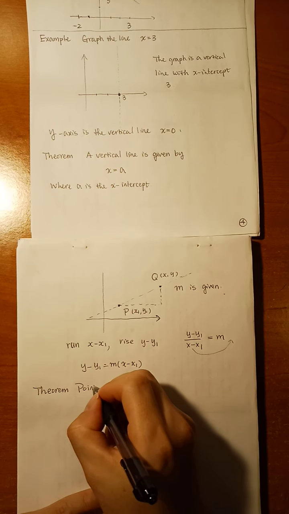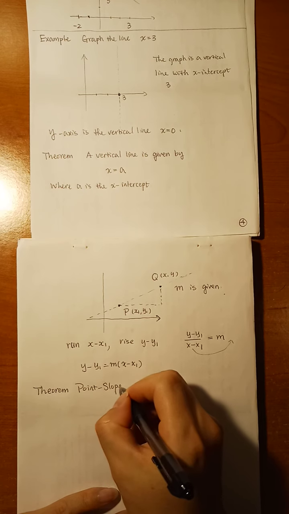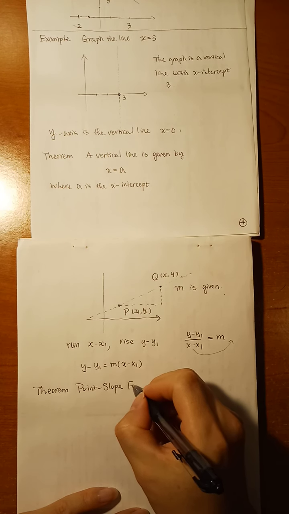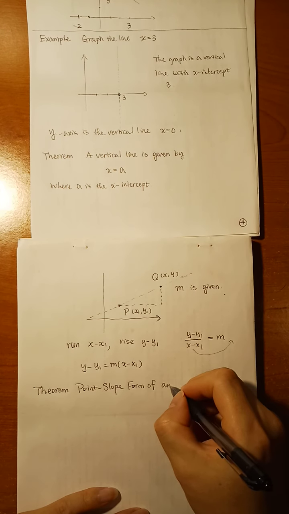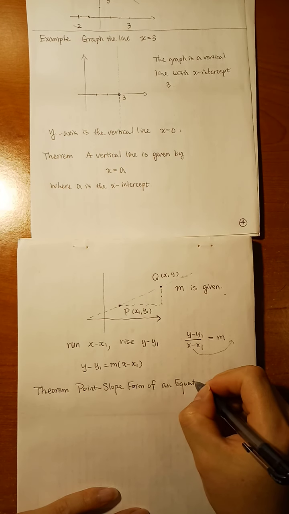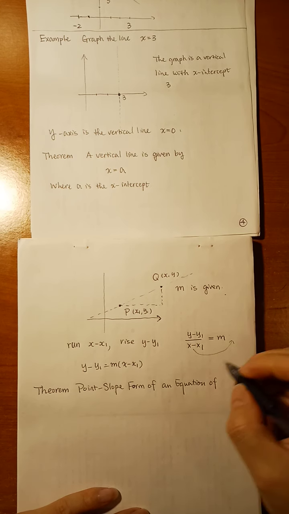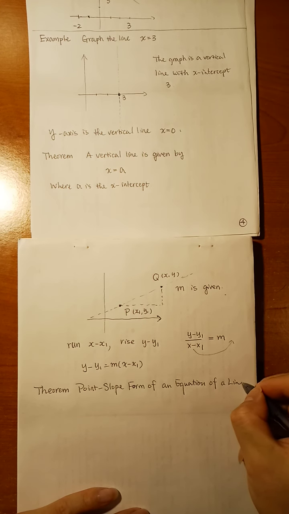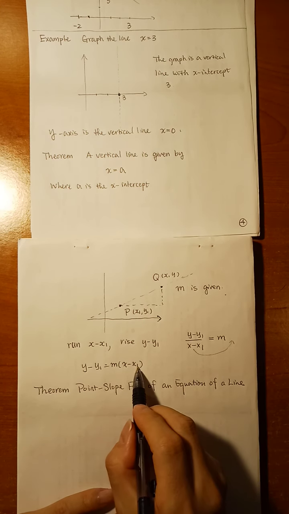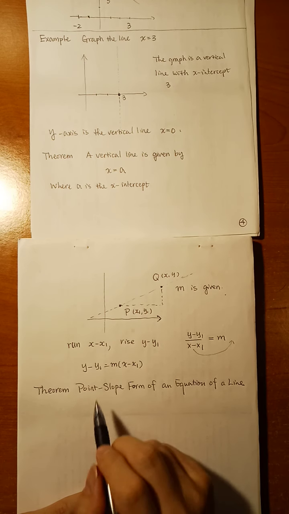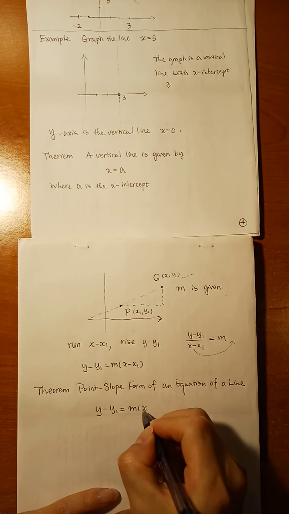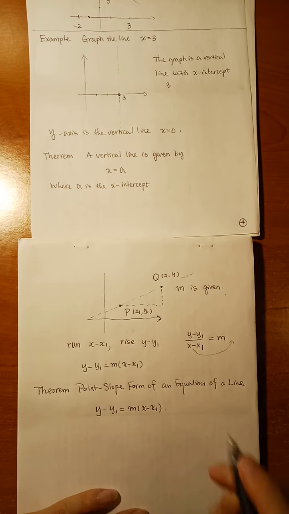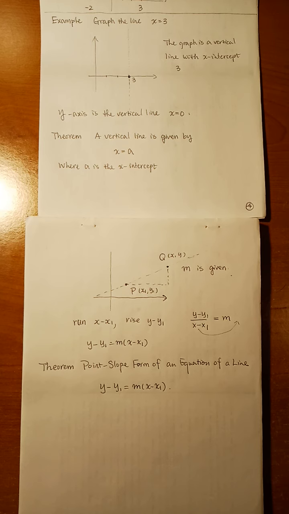And this is called the point slope form of an equation of a line. So whenever you have a given point with a given slope, you can always write down the equation directly by the point slope form.